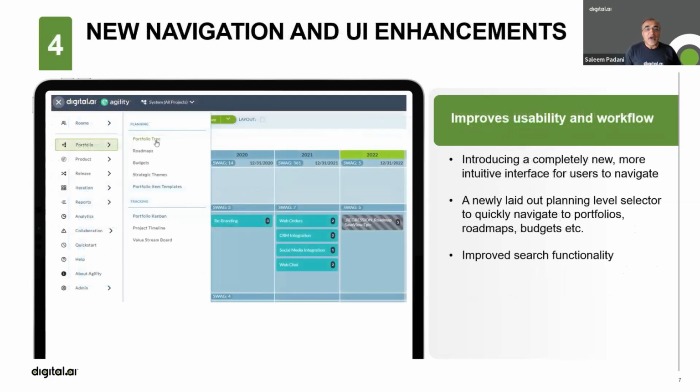And next, we have also made several usability and workflow improvements in the overall user interface for the product. We're introducing a completely new, more intuitive interface for users to navigate the product, with a newly laid out planning level selector to quickly navigate to portfolios, roadmap, budgets, and other areas of the product. And we have also improved the overall search functionality across the entire tool.